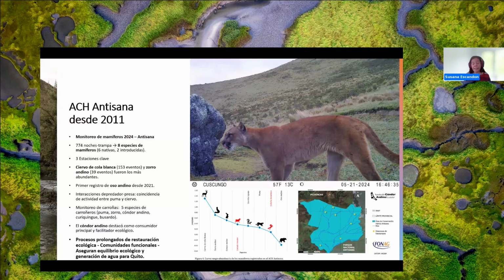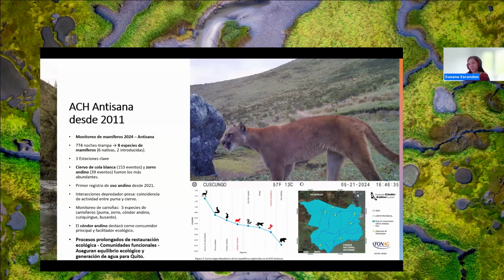The Andean condor stood out as the primary consumer and ecological facilitator, allowing other species to have this food. We can deduce, for example, that the prolonged process of restoration of this area allows functional communities to exist and ensures ecological balance, and of course we have a healthy source of water for the district of Quito. On the right, you can see our condor. Sorry, our puma.